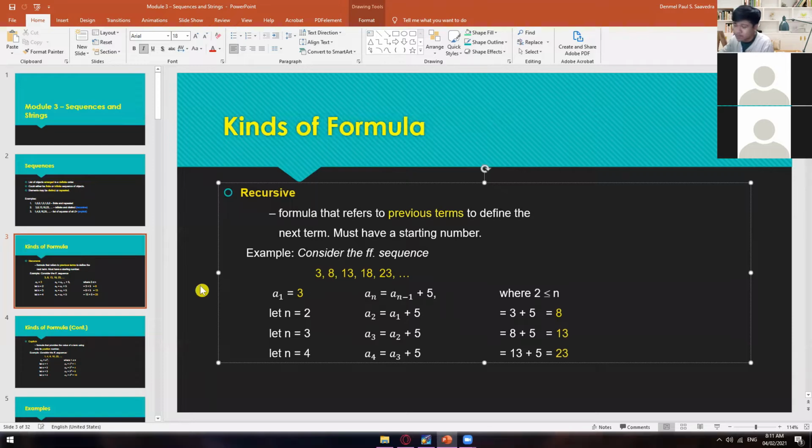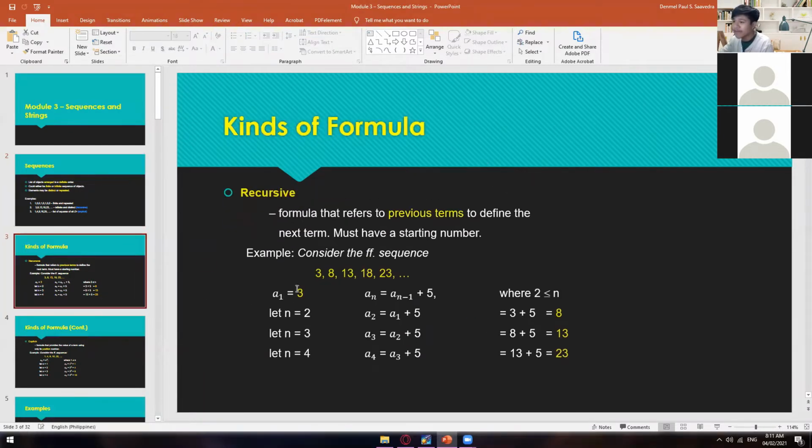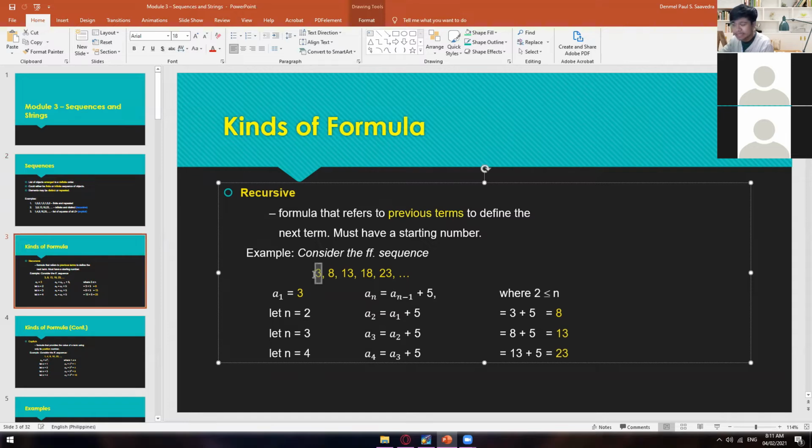This one is the example from number 2. So a sub 1 here is indicating that this is the first term. a sub 1 is 3.